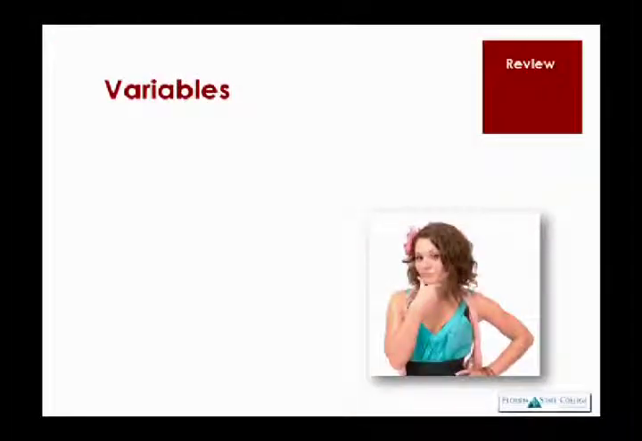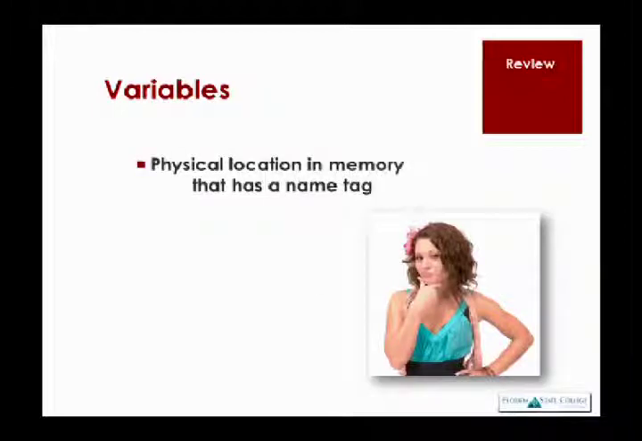First of all, let's talk about variables. Now, we know that variables can be a lot of different things. There are a lot of different meanings, whether you're an engineer or a computer programmer or a mathematician. But we're going to define it for computer purposes as a physical location in memory that has a name tag. So it's kind of like a personal parking spot, where your name is there. But in the case of the computer, it's not going to be your name, it's going to be the name of the variable.